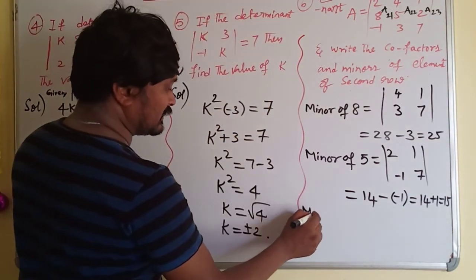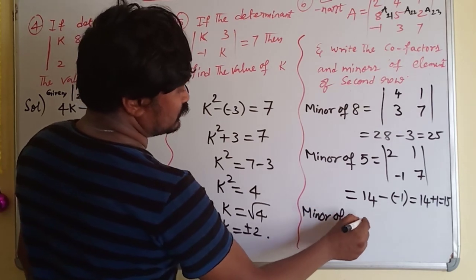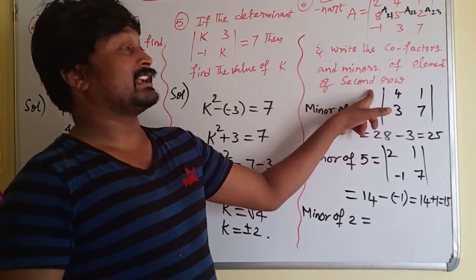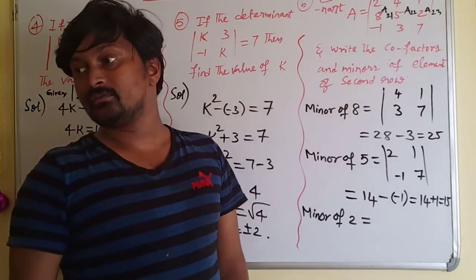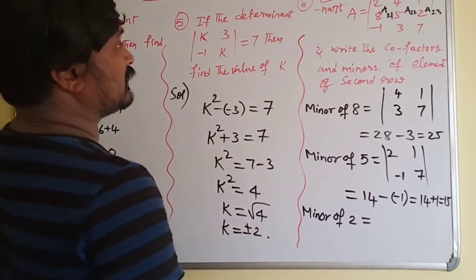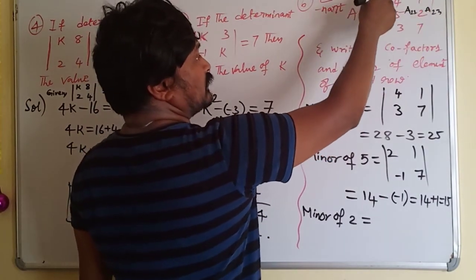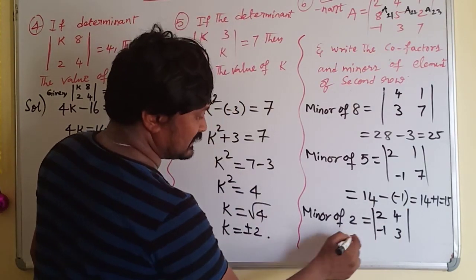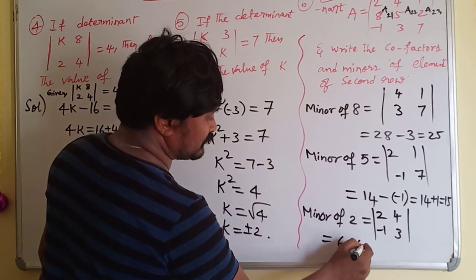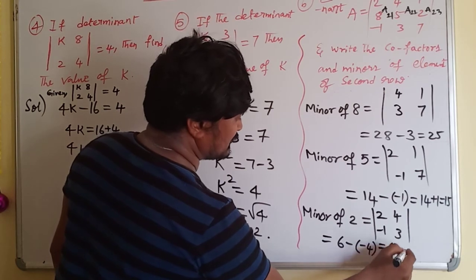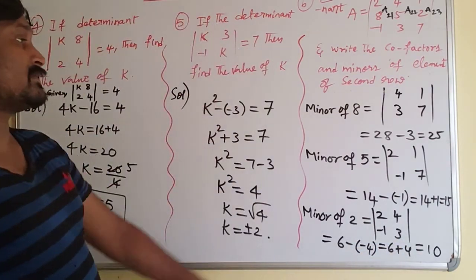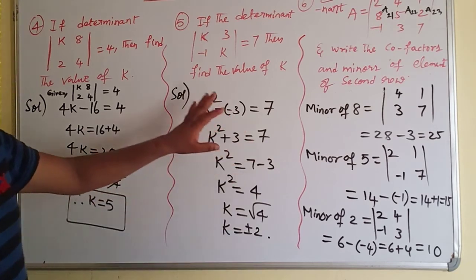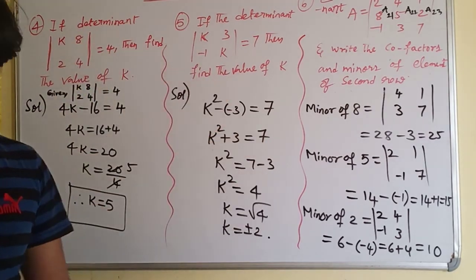So next, the minor of 2. How to find the minor of 2? They said to find the cofactors and minors of the elements of the second row, that's what I am writing: A21, A22, A23 we are finding. Minor of 2: this is your 2, and remove its row and column. What do you get? 2, 4, minus 1, 3. So 2 threes are 6 minus, minus 1 into 4, minus into minus is plus 4, that is nothing but 10. So now you have got all the minors, then find the cofactors, then evaluate the determinant. Can I rub this part? I think I can rub this part because you already completed this.